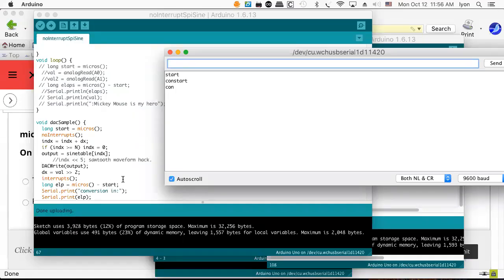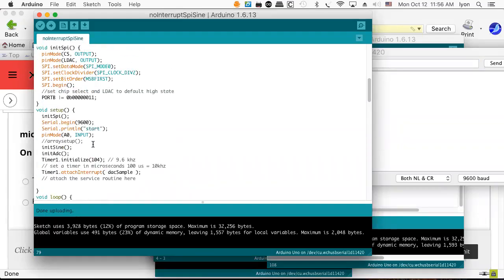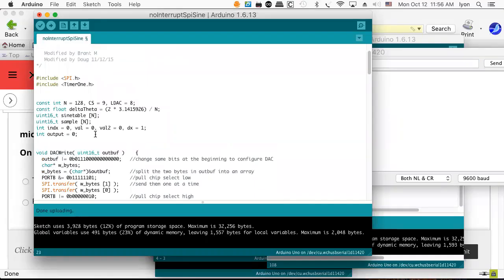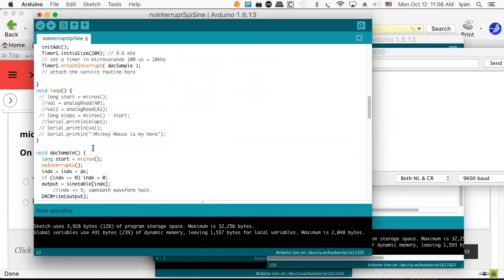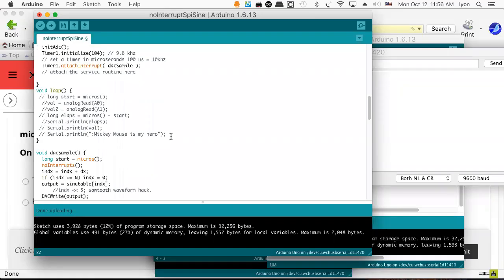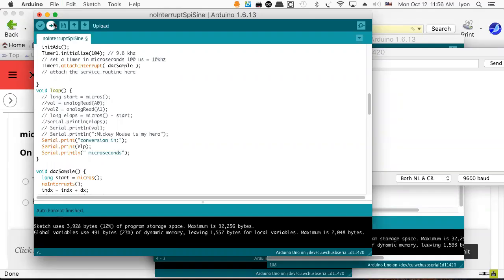Let's put it in a loop. Let's make the elp long a global. And that's the elapsed time. I'll set it equal to 0. What we'll do is we'll go into the interrupt service routine, and we will put this in our loop. See what happens here.